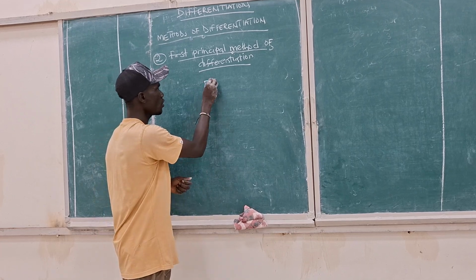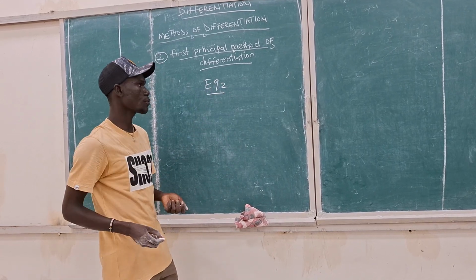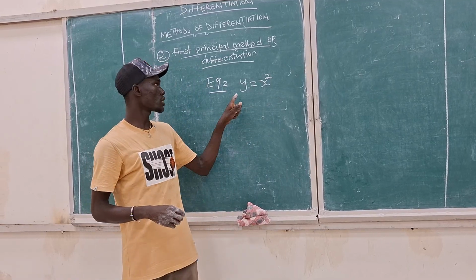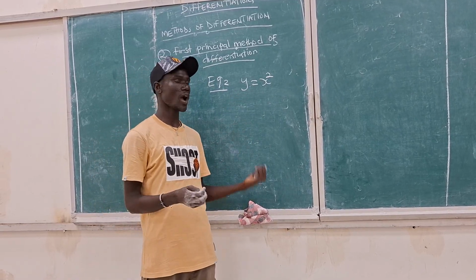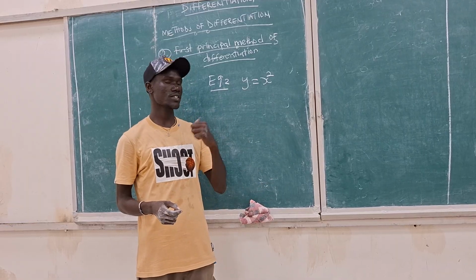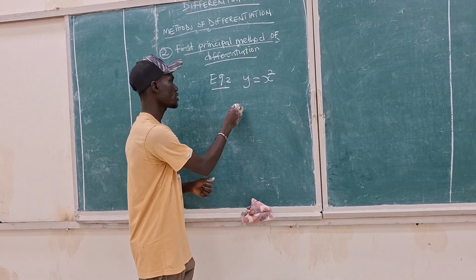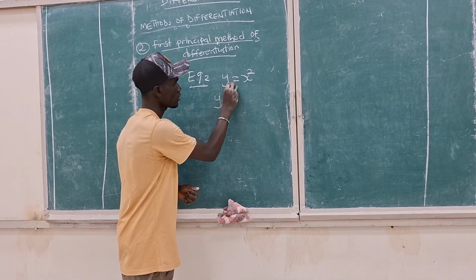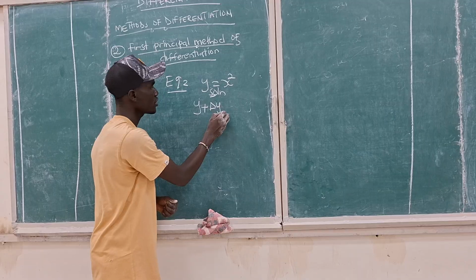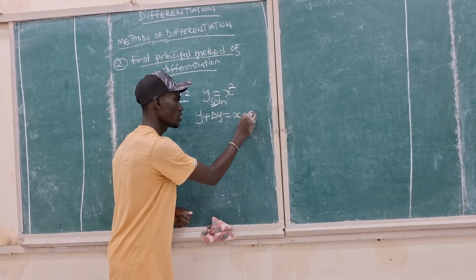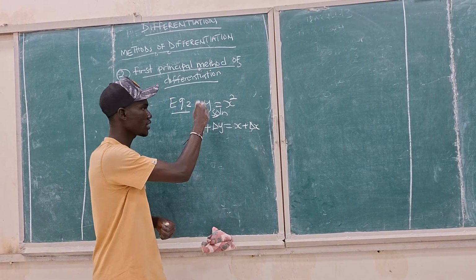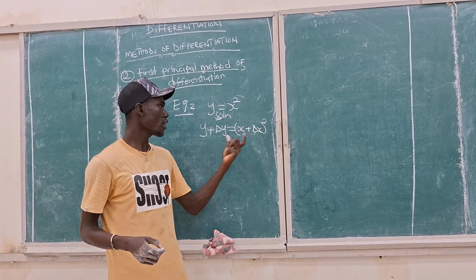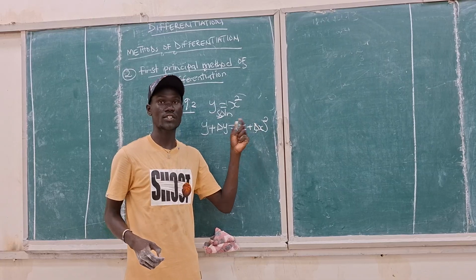Let's call it example 2. We say that y is equal to x squared. So using the first principle method, where there is y, you put changing y, and where there is x, you put changing x. Therefore, solution: y plus changing y is equal to x plus changing x, the whole of it squared. The whole of x is squared. Now here, x plus changing x is squared.